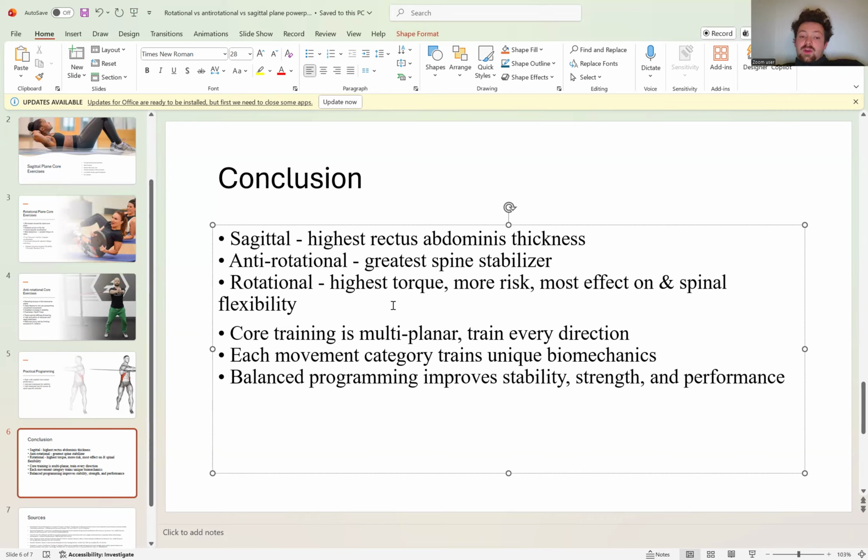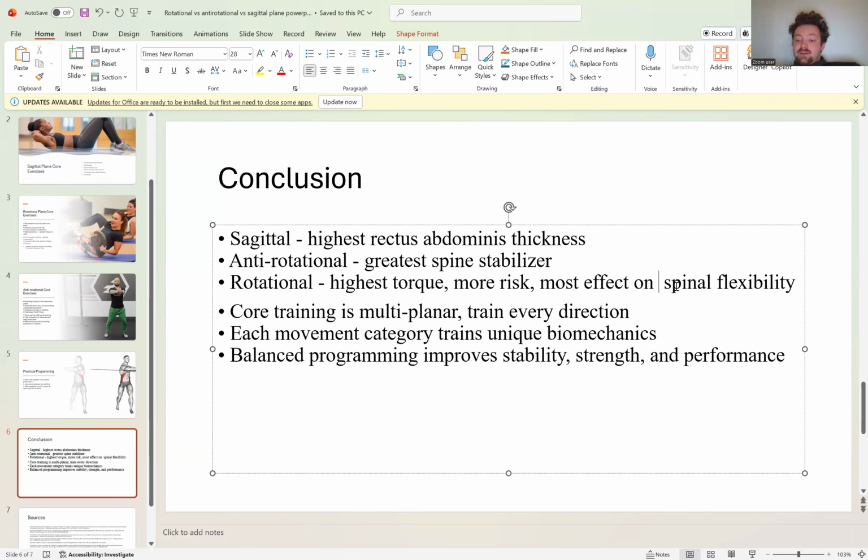So moving into rotational, it has the highest torque, the most risk, but it has the greatest effect on spinal flexibility, right? So its greatest detriment is also its greatest strength, okay? A lot of injury can go with twisting at the hips, as I've stated a million times before, but twisting at the hips is how you actually get your spinal flexibility. How are you going to be flexible if you've never been in that range before, right?